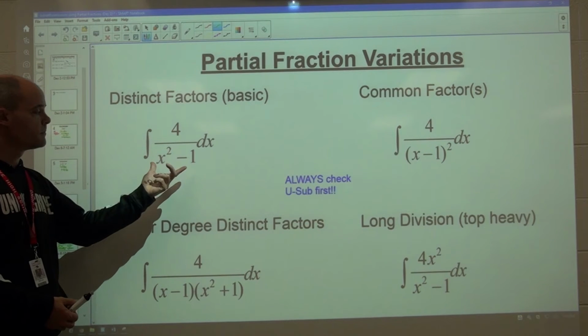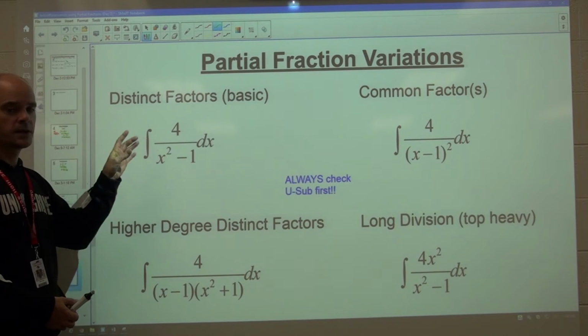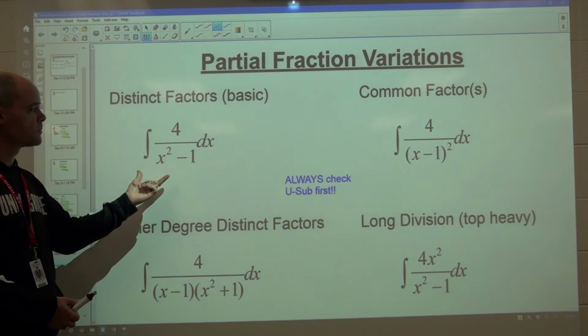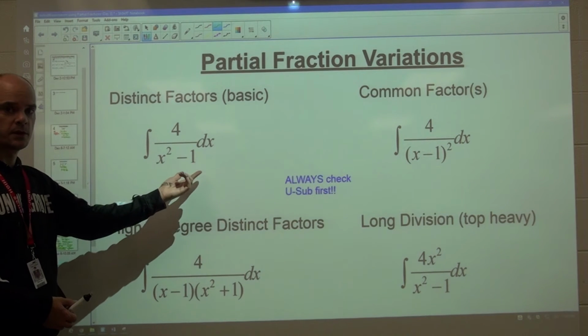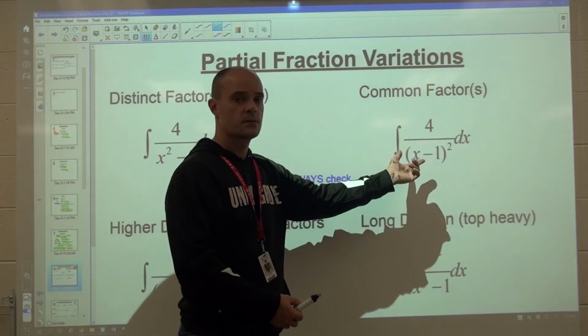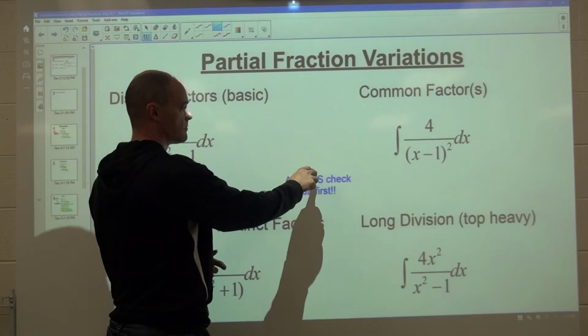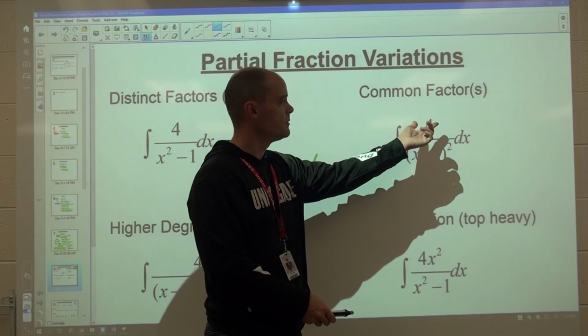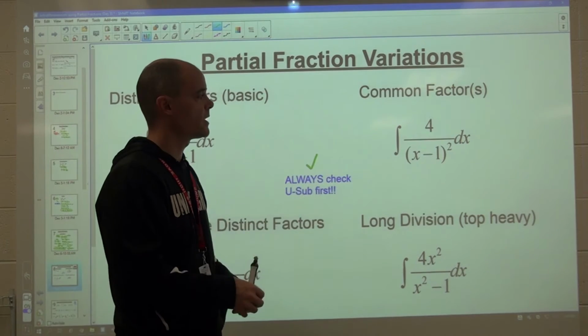This is a basic problem. This just factors, and you guys can dive right into your a over the first factor, b over the second factor. X plus 1, x minus 1, those are different. This has 2 common factors, but great, we can just u sub this. This would be u, this would be du, and I never have to worry about any of that common factor garbage.